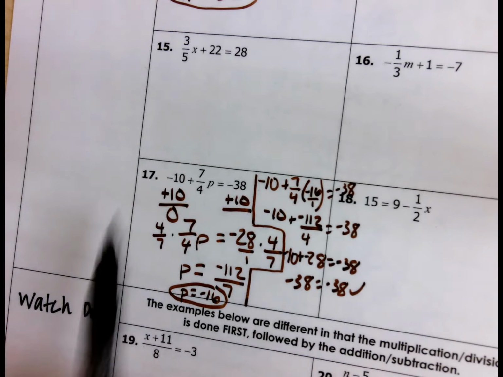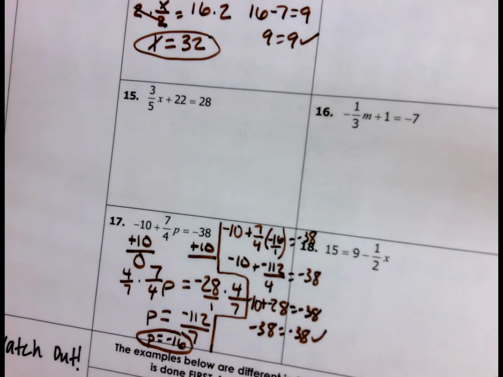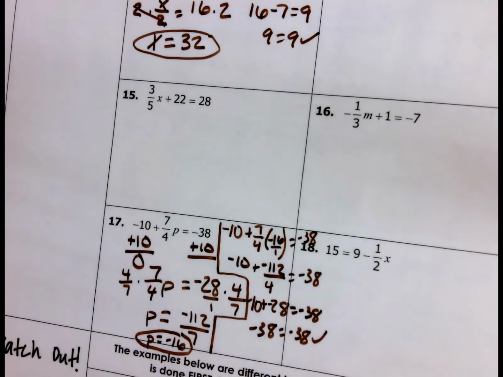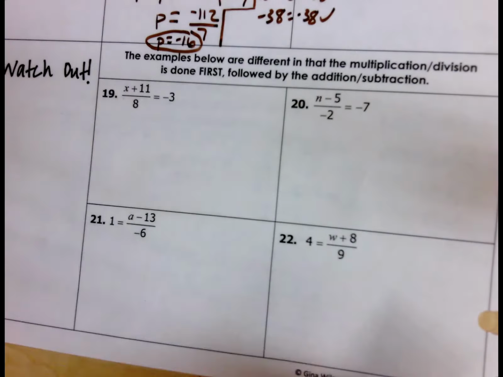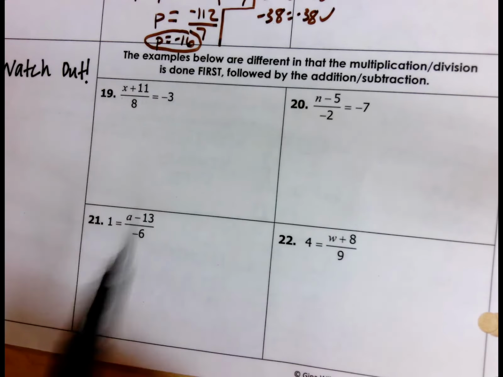Alright, so you'll be responsible for 10 and 12 on the back, as well as the 14, 15, 16, and 18 here. Those are all practice. They'll be very similar to the ones we just did. Okay? Alright, now down here at the bottom, there's a little watch out. Okay? These are different because we have a grouping situation.